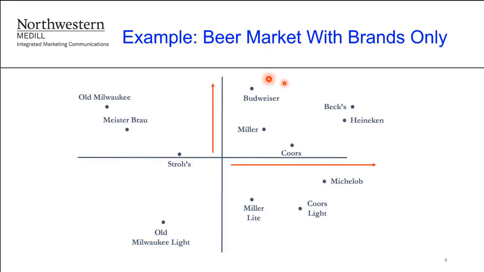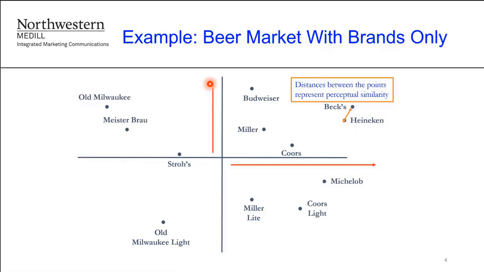So this example is the beer market with brands only. Here the observations are brands, okay? And we have two dimensions, and we don't know what the factor names are, right? We don't know them, but we know that if it goes this way, to the right side, then it is a higher score, and this way is a higher score on the y-axis, okay?